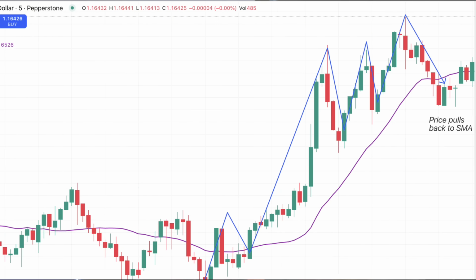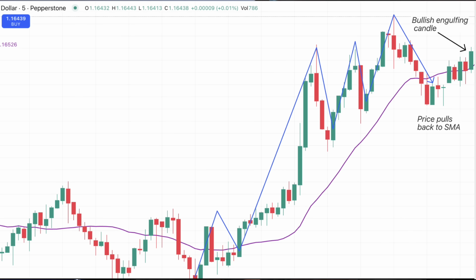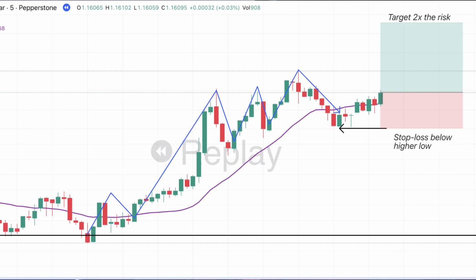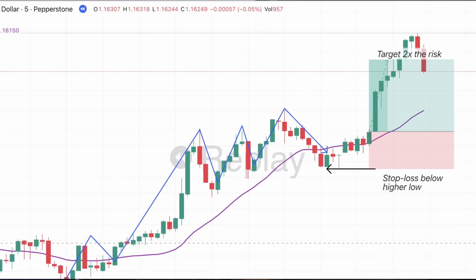Here we find price pulls back to the simple moving average, and then we see a bullish engulfing candle. So what I'll do here is once that candle closes, I'll enter long with a stop below the last higher low, and then my target will be 2 times the risk. Of course, in this trade, it hit the target and there was no guesswork involved. And this is not going to happen every time.